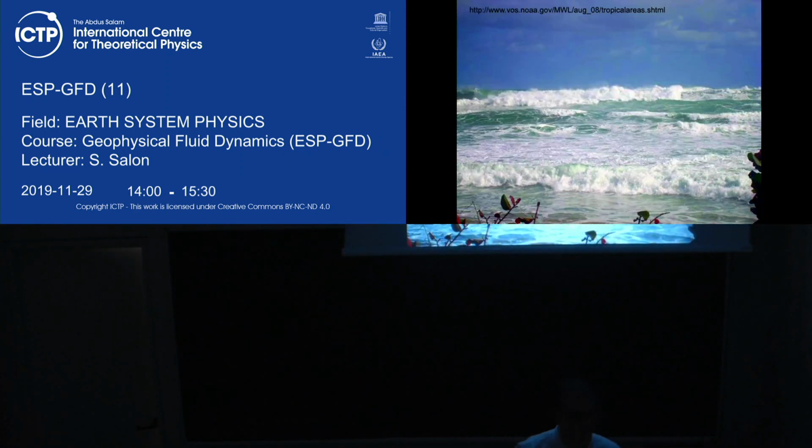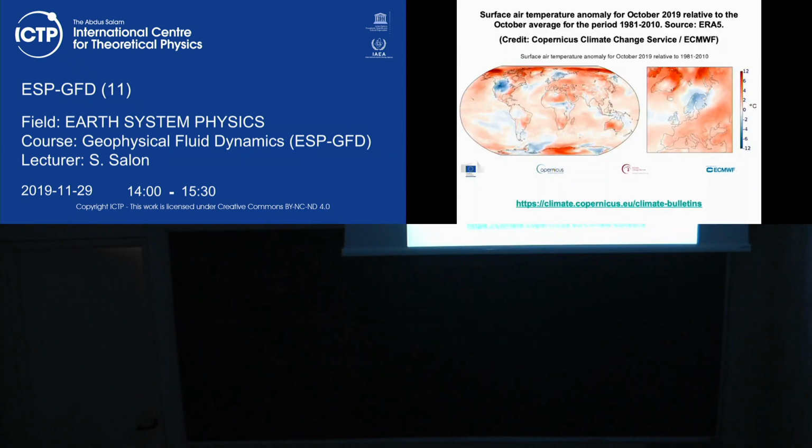Sure. Yeah. I have a question on that diagram. If you look at around the poles, they usually record low temperatures. You mean around the poles? Yes. Why is it here that they are recording higher temperature anomalies than the rest of the world?